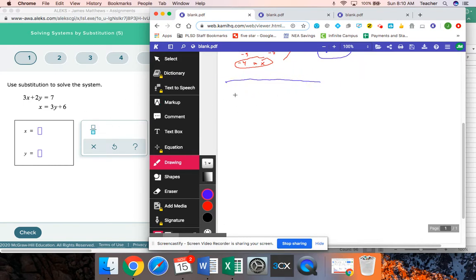All right, I can do another one where they're both not in slope-intercept form, like over here. I have 3x plus 2y equals 7, and then x is equal to 3y plus 6. Well, it looks like it makes sense to me. If I know a value for x, let me take this value of x and substitute it in for that. All right, so I like to draw lines to show I'm about to do some math here, right? This is another example. So 3, and then instead of x, I have 3y plus 6. And then I still have this 2y, and that's equal to 7.